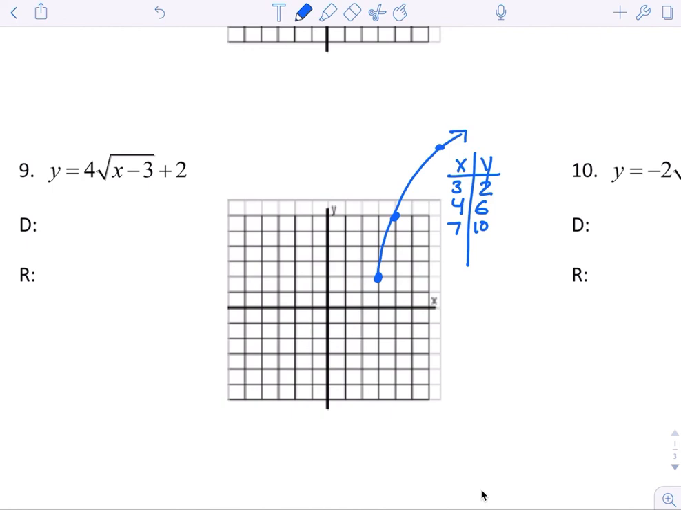Okay, domain, how far left does it go? 3 to infinity. How far right? How far down does it go? 2. How high up? Infinity.